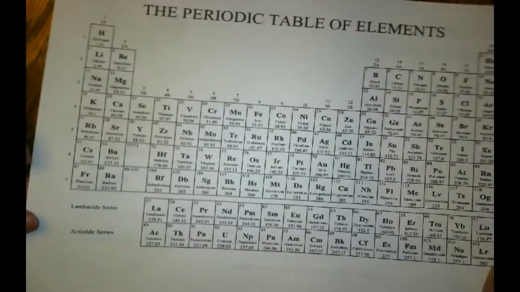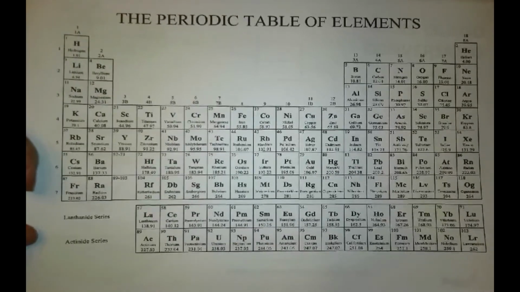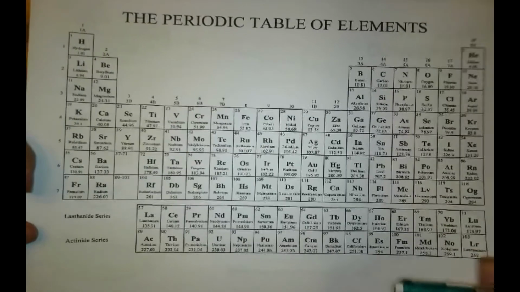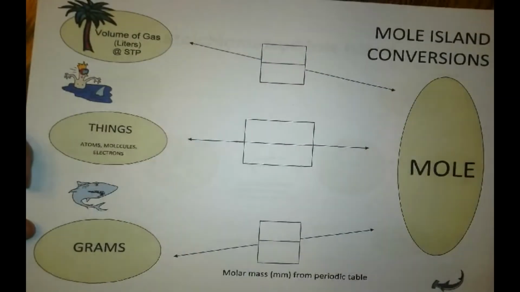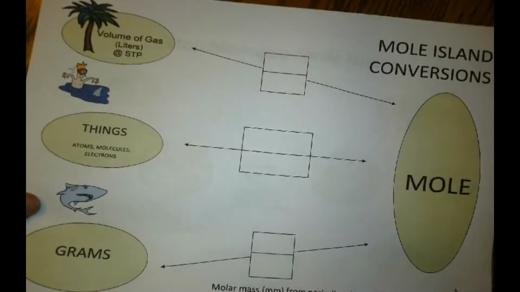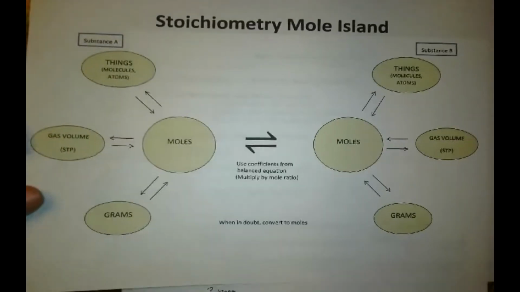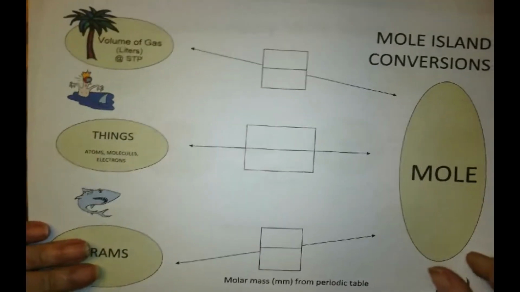For sure, you need my periodic table of the elements. And I have a link to that so you can print it out again. And then you need your mole islands. Okay, so this is the one we've already used. And this is the one that we're going to. Okay, what is the difference between these two?